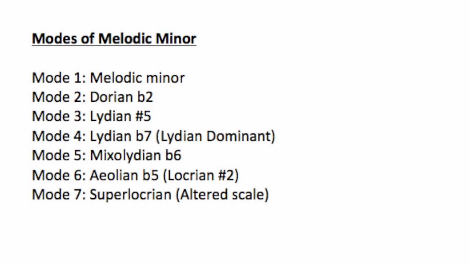The modes of melodic minor can be achieved as always by starting the scale from a different note. The first mode is melodic minor, then Dorian flat 2, mode 3 is Lydian sharp 5, mode 4 is Lydian flat 7, also called Lydian dominant, mode 5 is Mixolydian flat 6, and then we have Aeolian flat 5, sometimes called Locrian sharp 2, and then Superlocrian, also called the altered scale. These names are appropriate as they give clues to their composition. For example, Dorian flat 2 is a Dorian scale but with a flattened second instead of the usual major second.